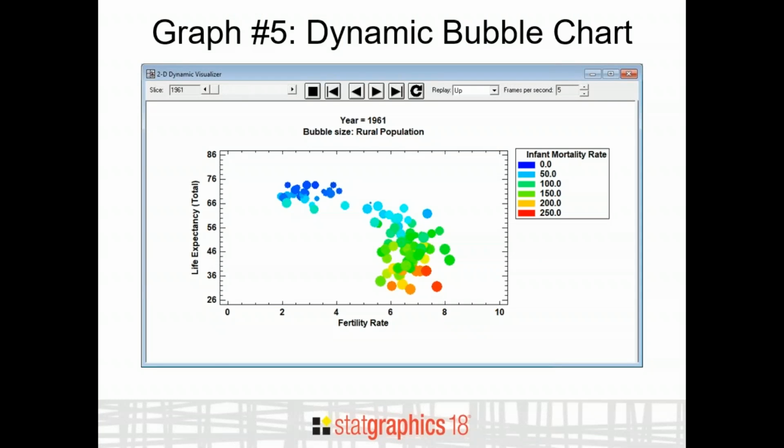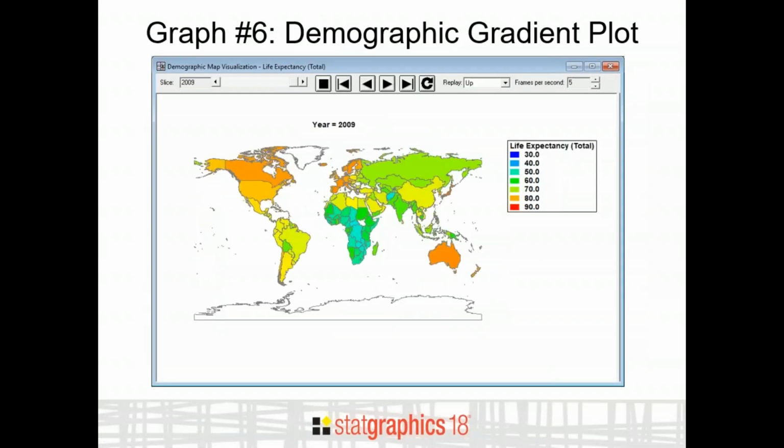But for me, graph number 5 was a dynamic bubble chart. Graph number 6 was what I'll call a demographic gradient plot, where we show the distribution of a particular variable with a gradient of color.